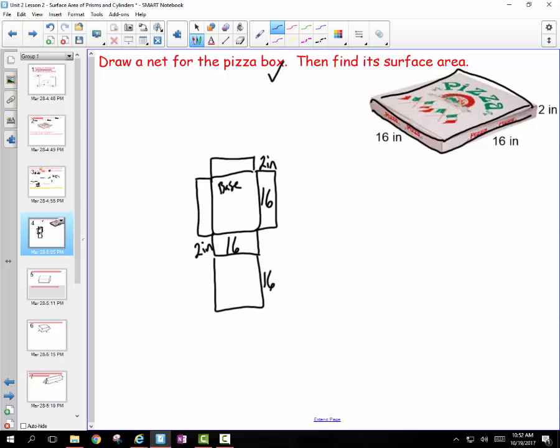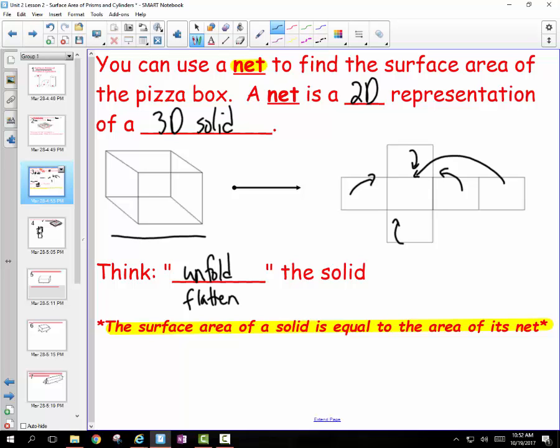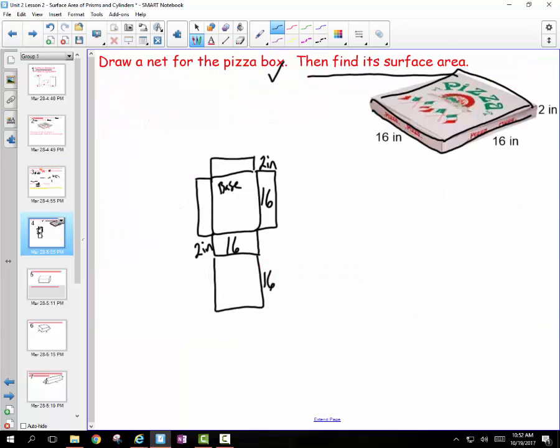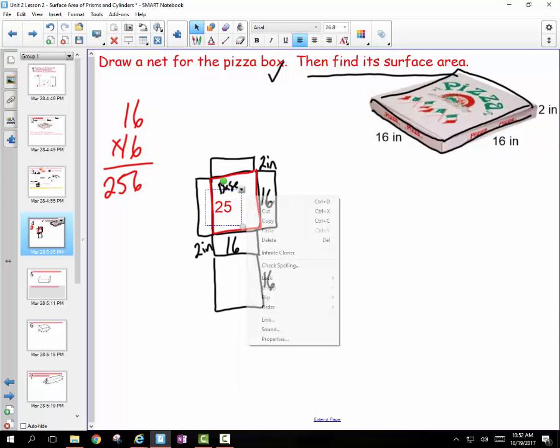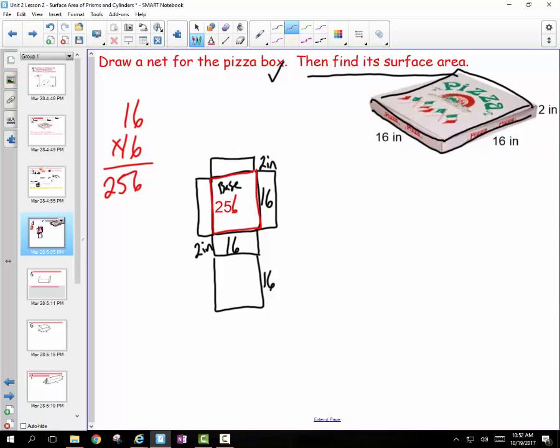I've done that. Now it says find its surface area. Well, what we just talked about was the fact that the surface area of a solid is equal to the area of its net. So I'm going to look at this net that we've drawn, find the area of all these faces, and add them up. One thing I can start with is this square base. We know it's 16 by 16, so I want to find the area of that square base, and I'm going to take 16 times 16. 16 times 16 is 256. So I know the base here has an area of 256 inches squared.